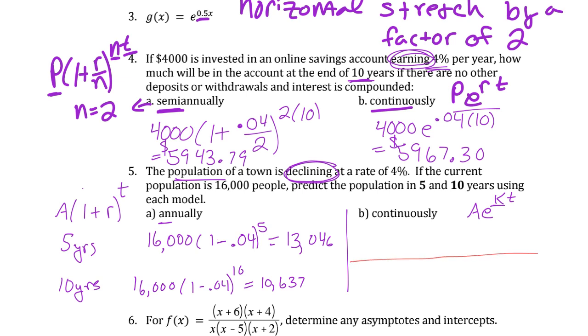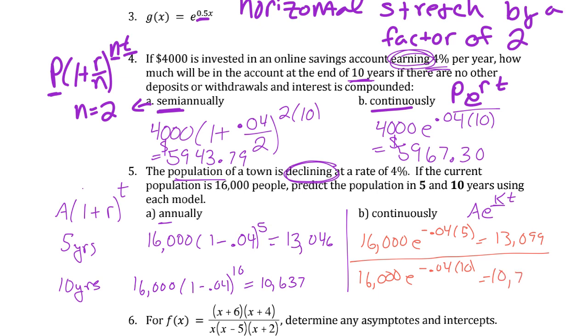Then over here for continuous, I'm going to do 5 years at the top and then 10 years at the bottom. So 16,000 e, our rate is still negative 0.04. And then 5 years, 13,099. And then 16,000 e to negative 0.04 times 10. For 10 years, it's decreasing at that same rate.